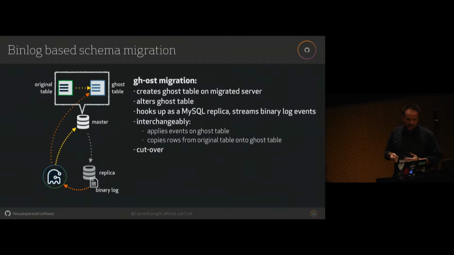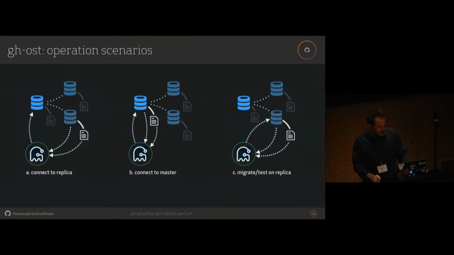Now, the binary log doesn't just cover one table, it's for all of them. So Ghost basically says, oh, this is not what I need, and it just skips it. It only looks for the table that it's modifying. So that's how it goes about it.